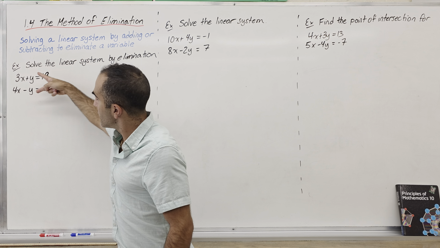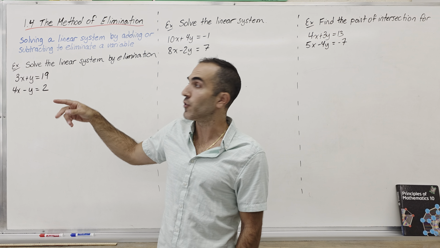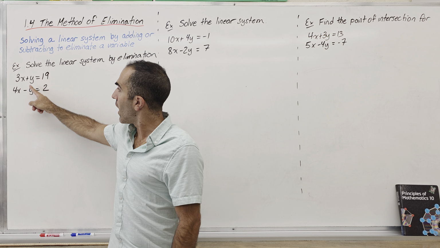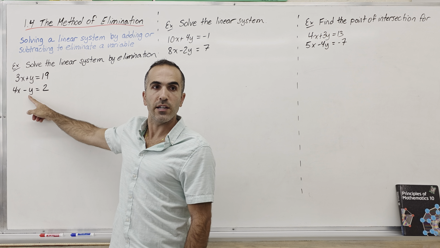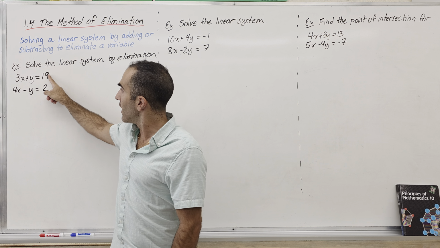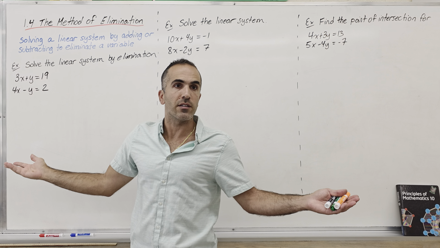If I add these equations or subtract these equations, look what I'm going to get. I'm going to subtract first. 3 minus 4 is negative 1x. Y minus negative y is 2y. I'm going to say that again. Y minus negative y is 2y. 19 minus 2 is 17. I have an x, I have a y. Nothing was eliminated by subtracting.